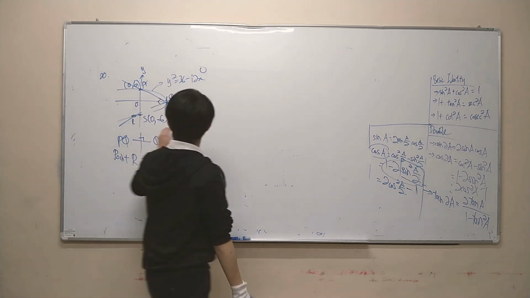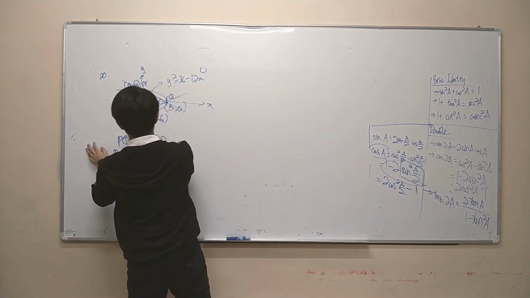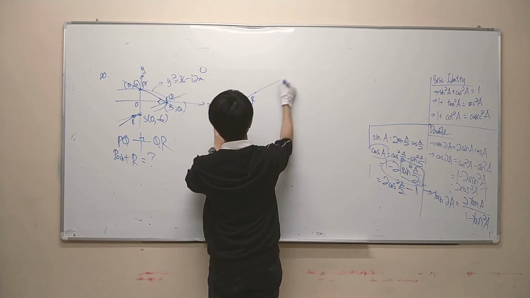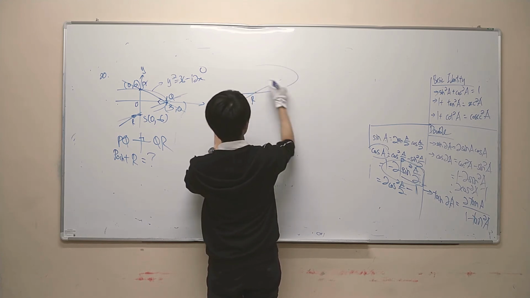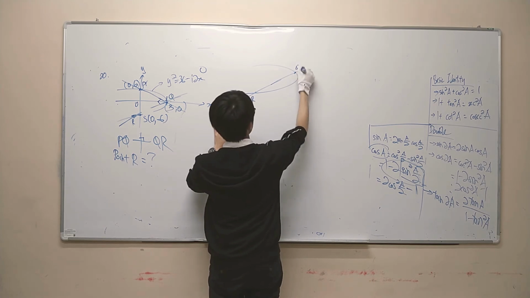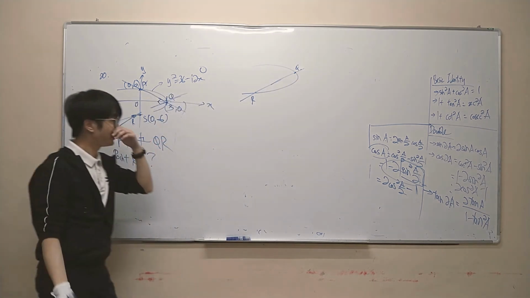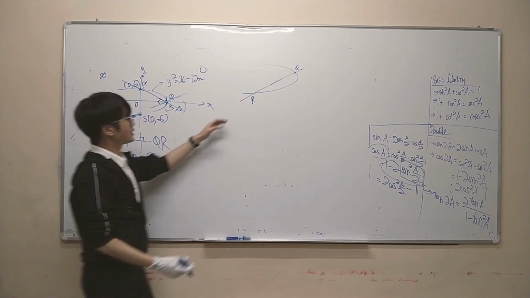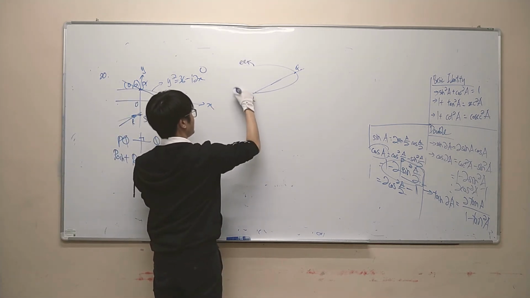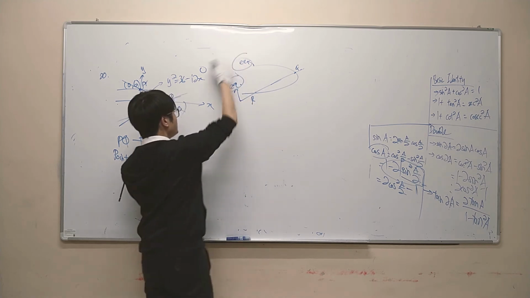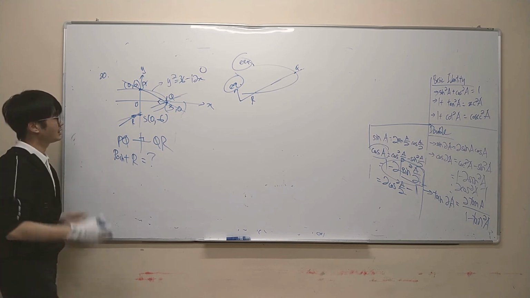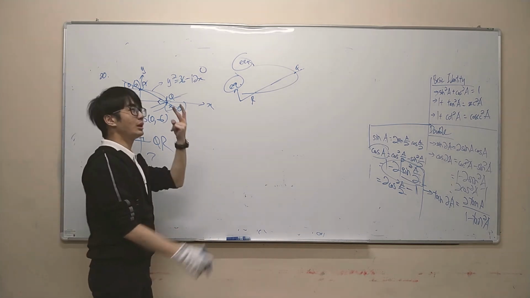So they want us to find point R. How do we find point R? Can you see point R is the intersection point of the line QR and the curve. So what you do is you take the curve equation and the straight line equation. These two equations you do simultaneously, because you want to find the intersection point. And when you do simultaneous equations, you get two answers.